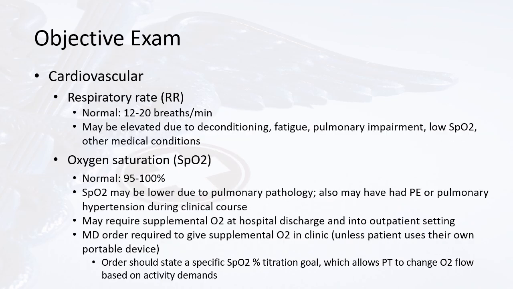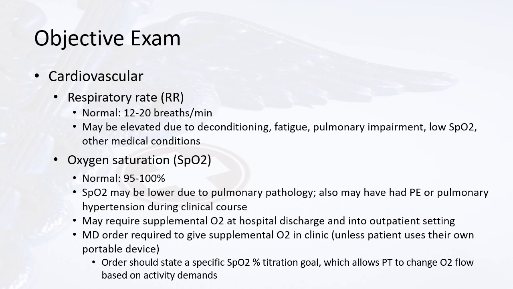It is also important to assess respiratory rate, and a normal respiratory rate is between 12 and 20 breaths per minute. A respiratory rate in a patient post-COVID-19 might still be elevated due to deconditioning, fatigue, ongoing pulmonary impairment, low oxygen saturation, or some other medical conditions. We also want to check the oxygen saturation. Normal would be from 95 to 100% on room air. Keep in mind the oxygen saturation may be lower due to ongoing pulmonary pathology.